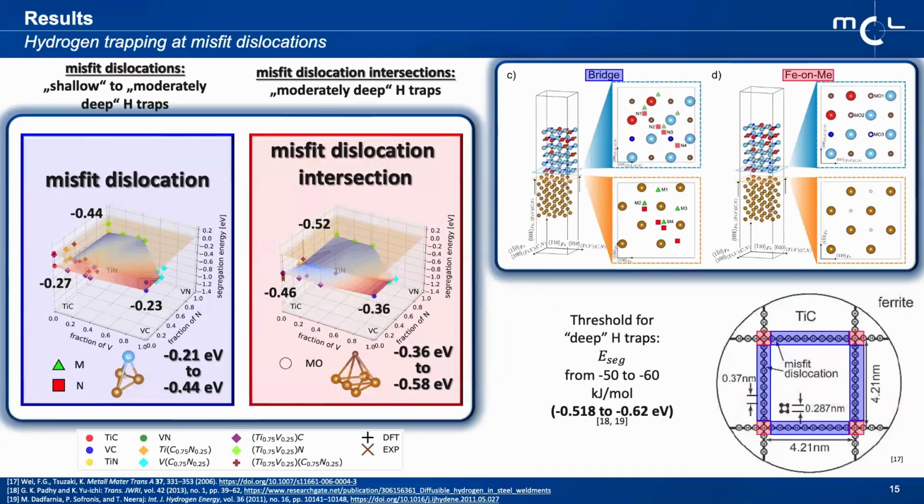And misfit dislocations and the intersections are somewhere in between, right? They are moderate traps. They have a little bit of dependence on the chemistry around. The misfit dislocations are on the more shallow side of moderately deep traps, and the intersections are more on the upper side, the deep side.